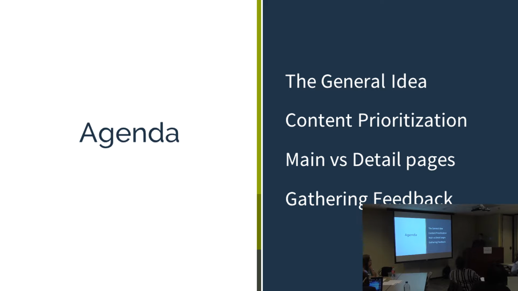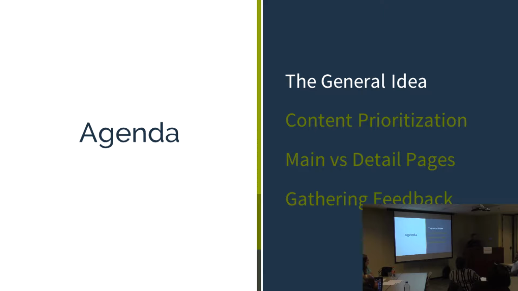And here is the overall agenda. First, we'll lay some ground rules and go over the general idea. We'll get into a little bit of content prioritization, what to focus on, what to feature first. We'll go over main versus detail pages, how they're supposed to funnel into each other. And then the last piece will be gathering feedback. So a little bit of usability testing, right? Some basic techniques there.